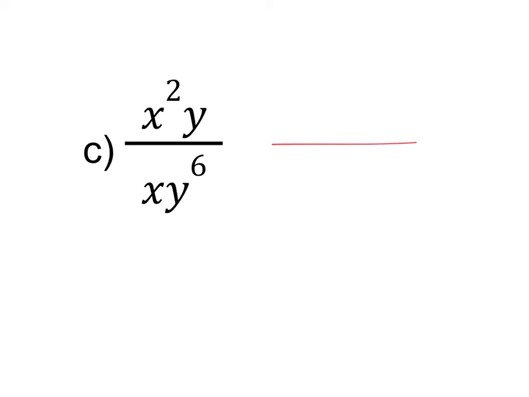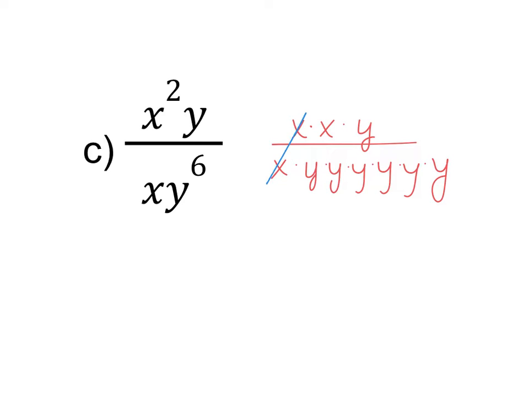So expanded form, what would x squared y be in expanded form? Well, it would be x times x times y. Okay, and then the denominator, x y to the 6th would be 1 x and then 6 y's. Okay, so now here's the fun part. You get to cancel. And remember, you can only cancel something if it's in both the top and the bottom, so the numerator and the denominator.